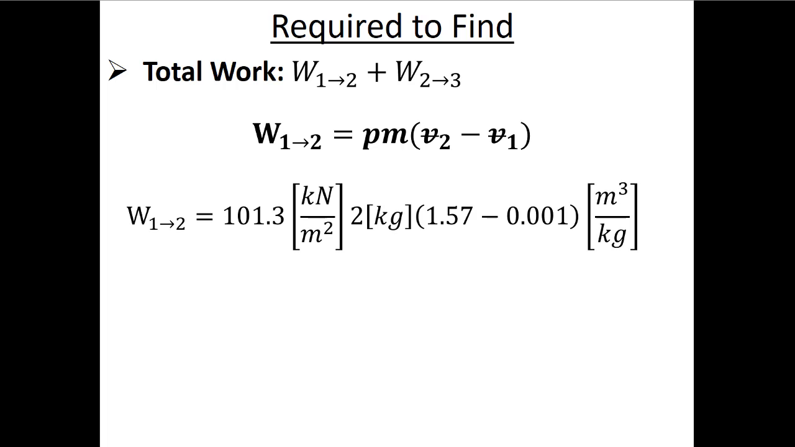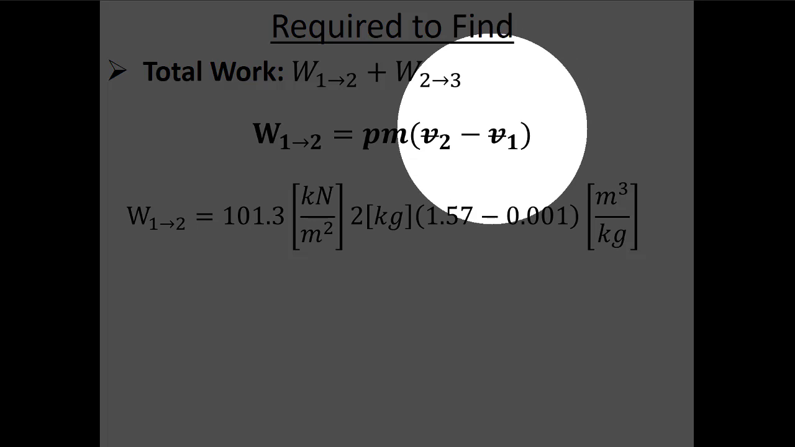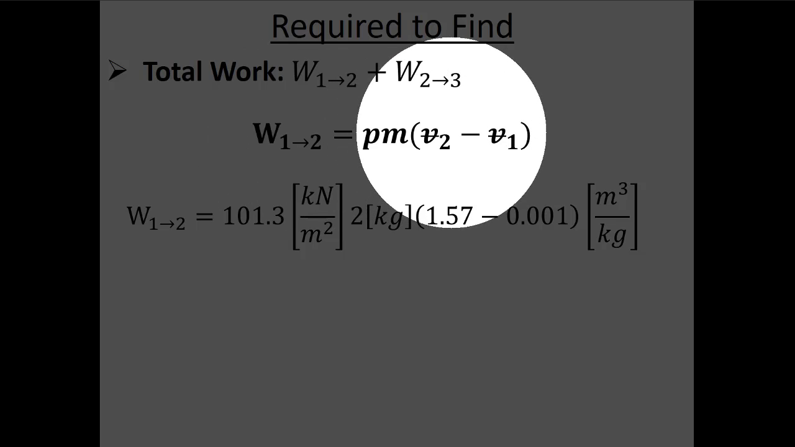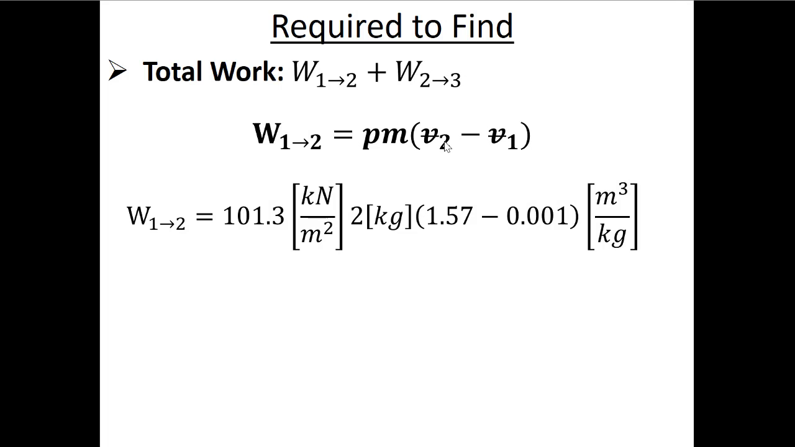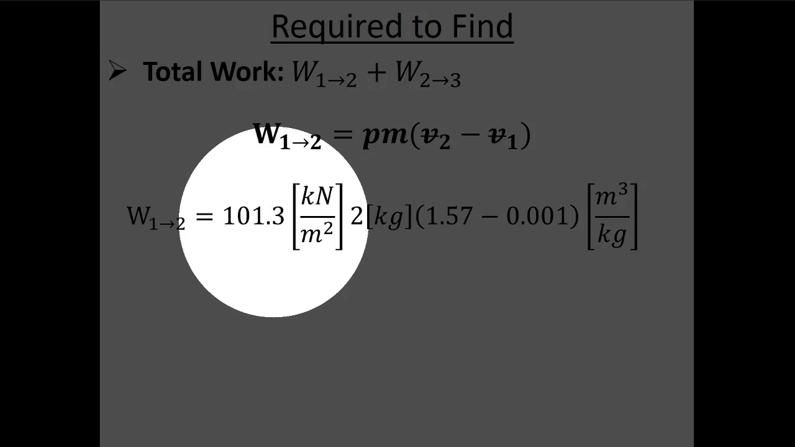So now I know all the pieces of information for this equation for the work from state 1 to state 2. So I can put all this information in here. I know that the pressure is 101.3 kilonewtons per meter squared, right? Which is the same as kilopascals.